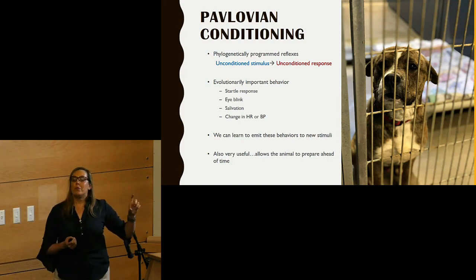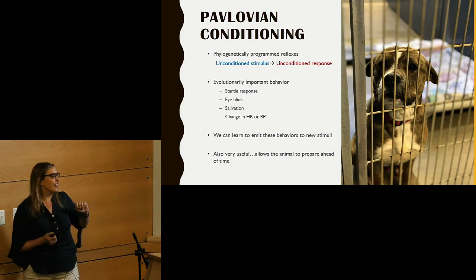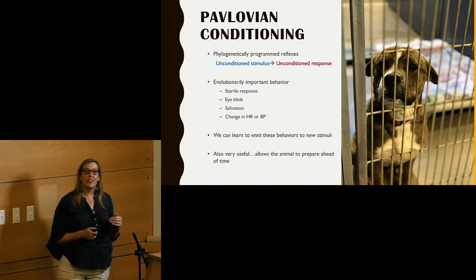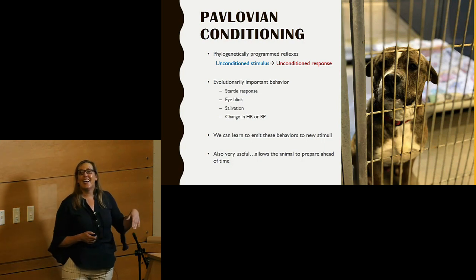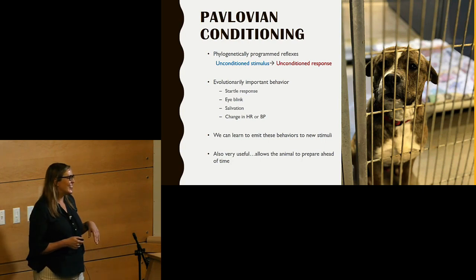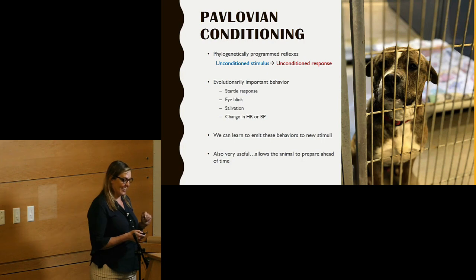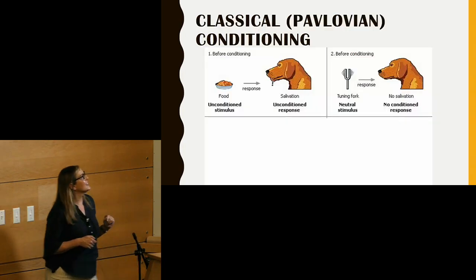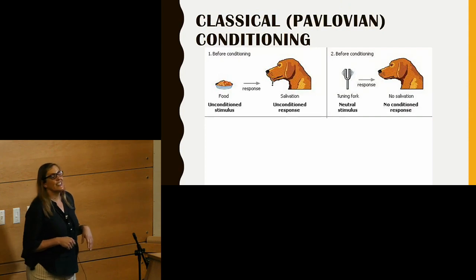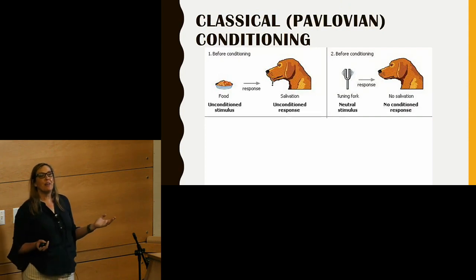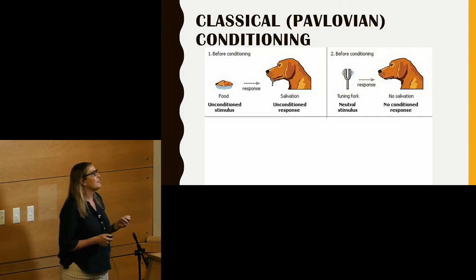The males that were more prepared, knew that they were going to have a mating opportunity, were more successful. They fathered more offspring. So again, we can see how that's selected evolutionarily and how beneficial this is for animals. So I think that those are some really fun research lines. Of course, classical conditioning is also called Pavlovian conditioning because Pavlov was the first to kind of describe it.